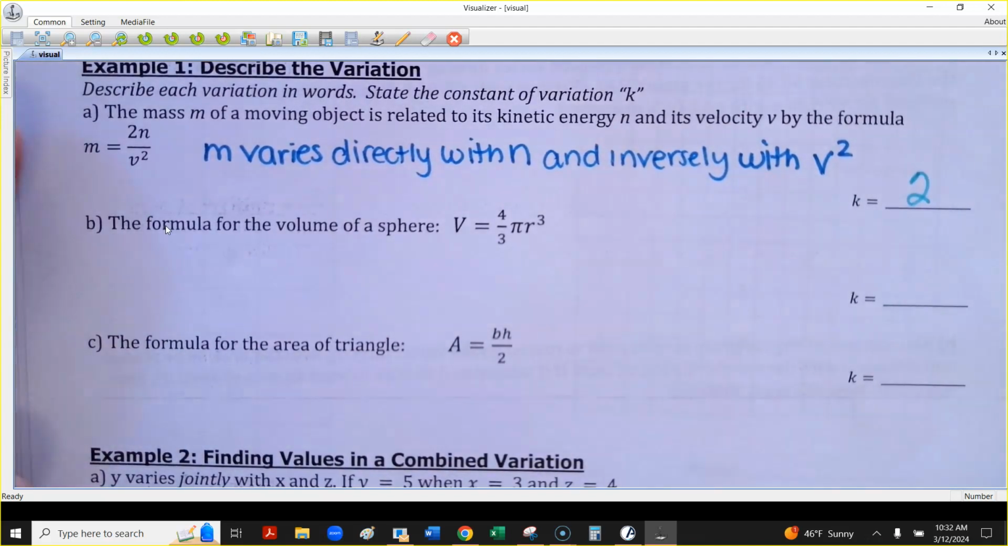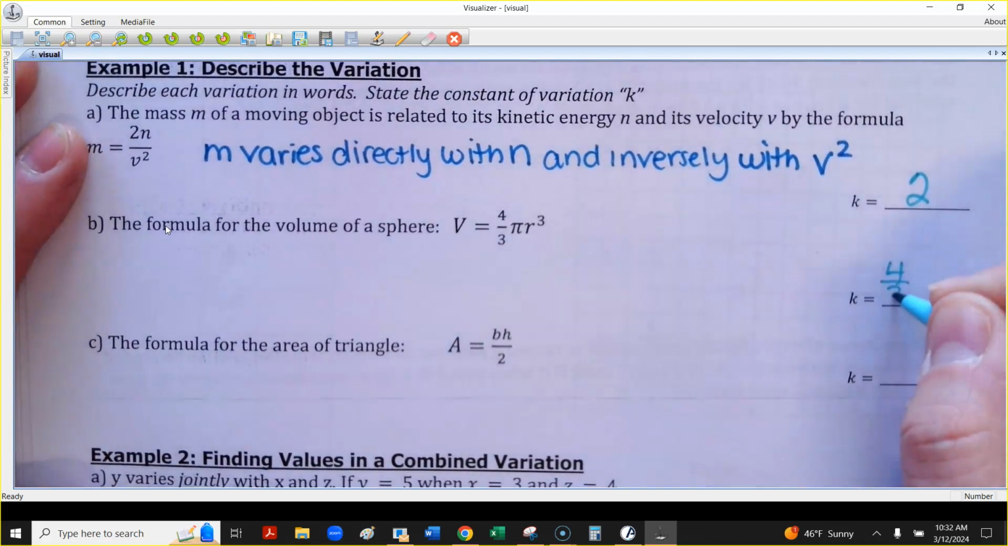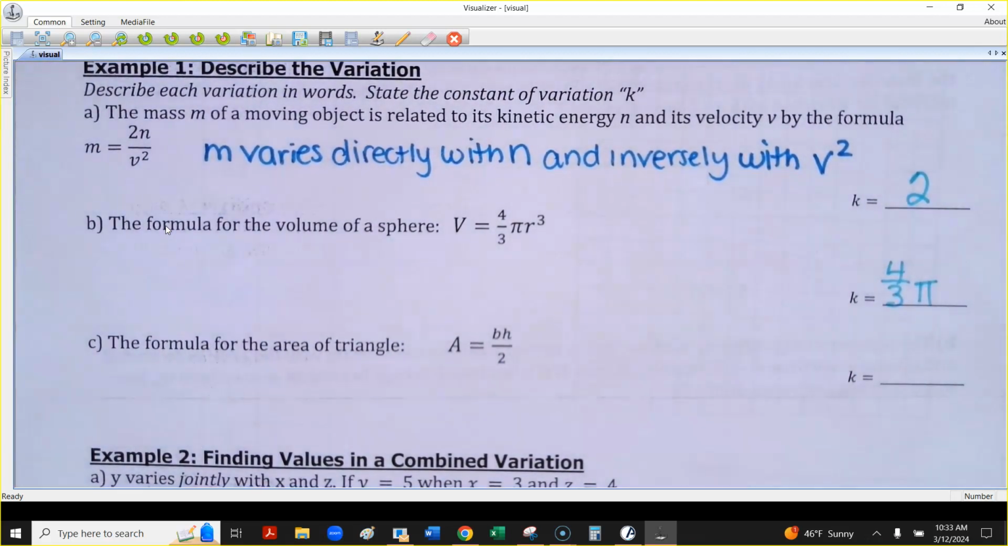Yeah. So pi is not a variable, right? So the constant, every time you would find the volume of a sphere, right? You would use 4/3 pi. The thing that changes is the radius every time. But that 4/3 pi would be a constant. That would always be part of the formula. Pi is a number, not a variable.